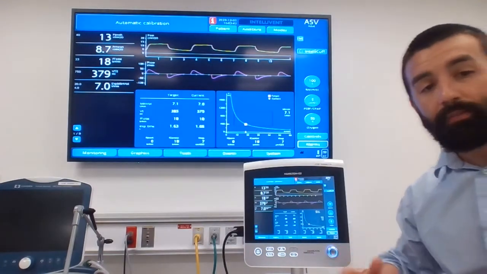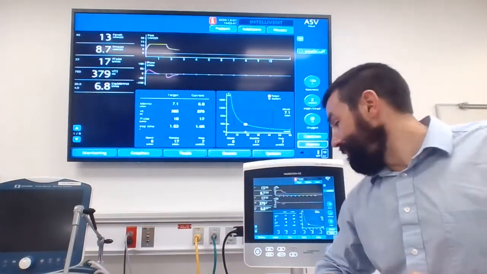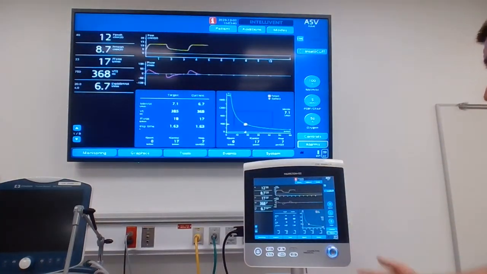So this ventilator is simply doing what we would do at the bedside, but it does it very rapidly, and it can do it on a breath by breath basis and everything like that. So you can see how things kind of quickly change.